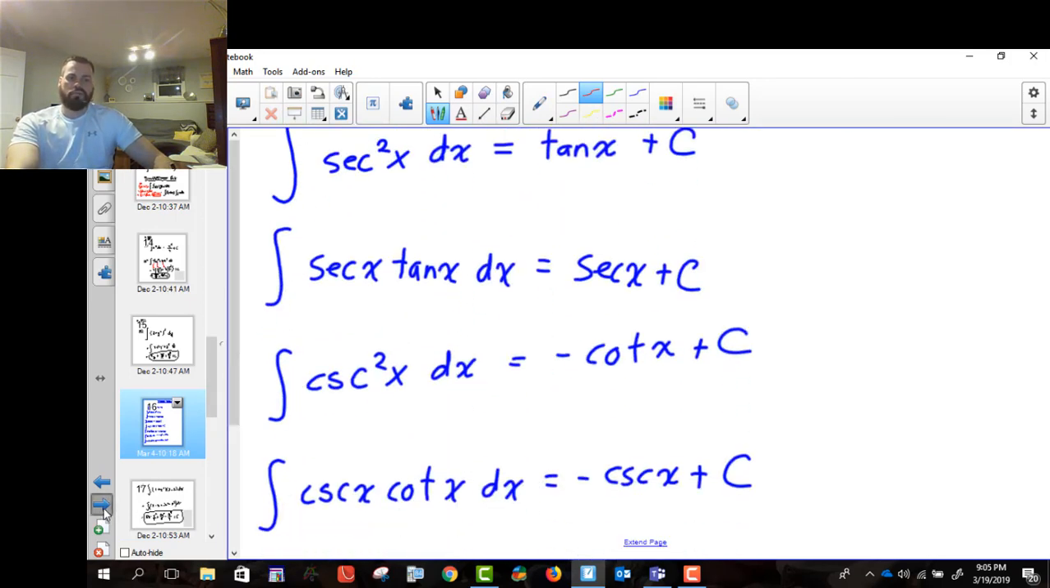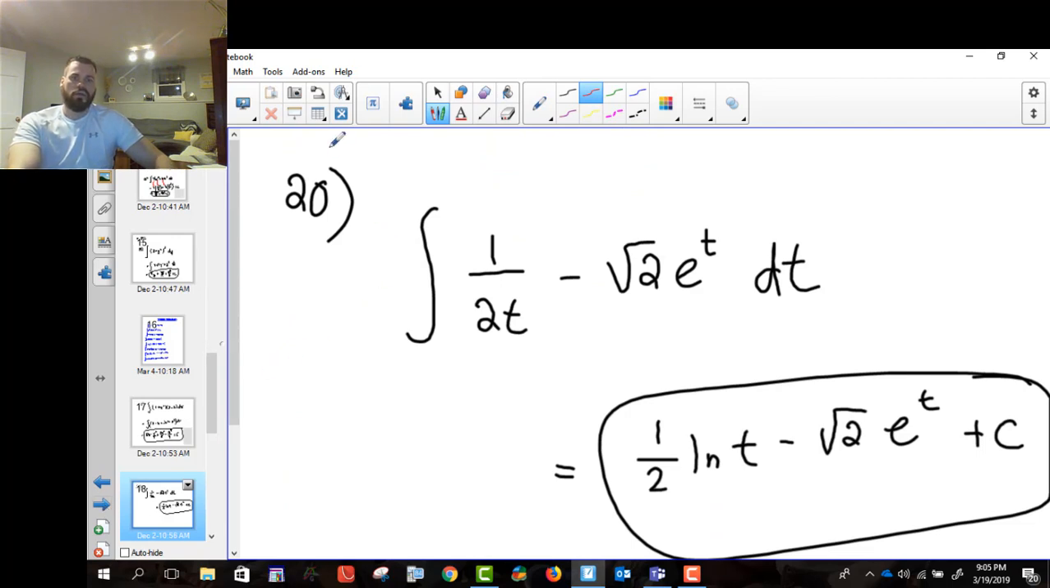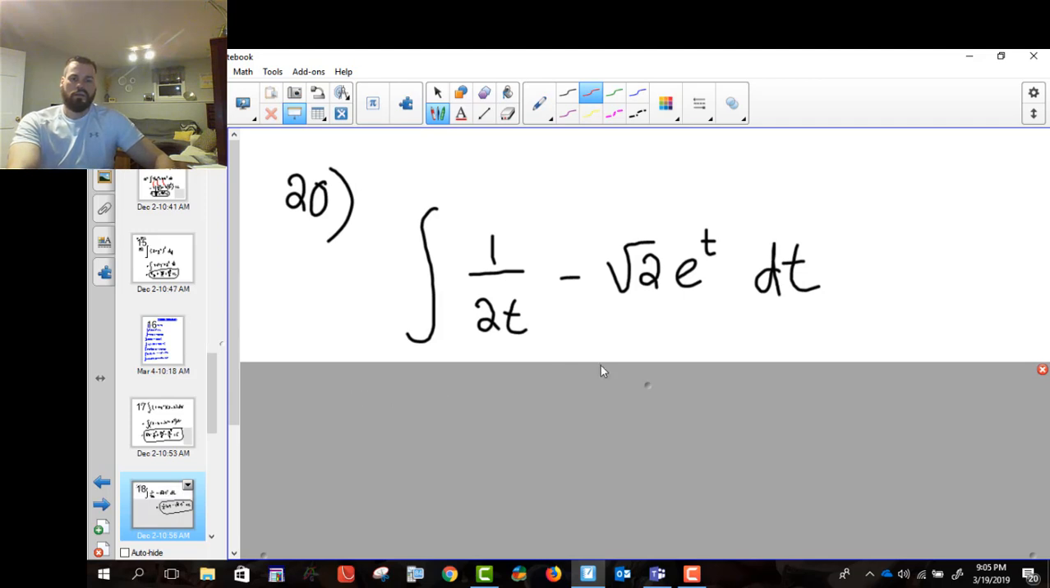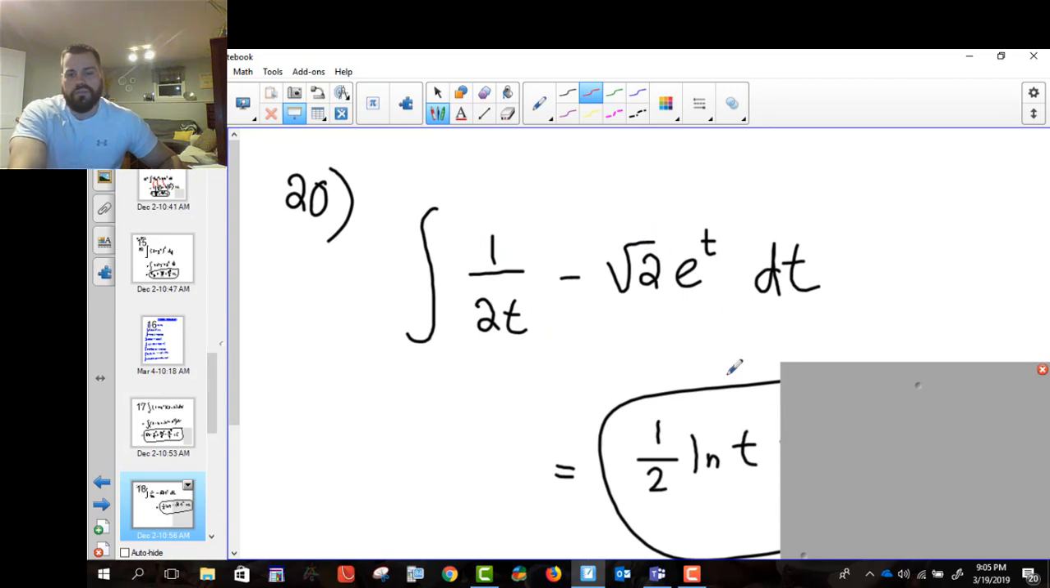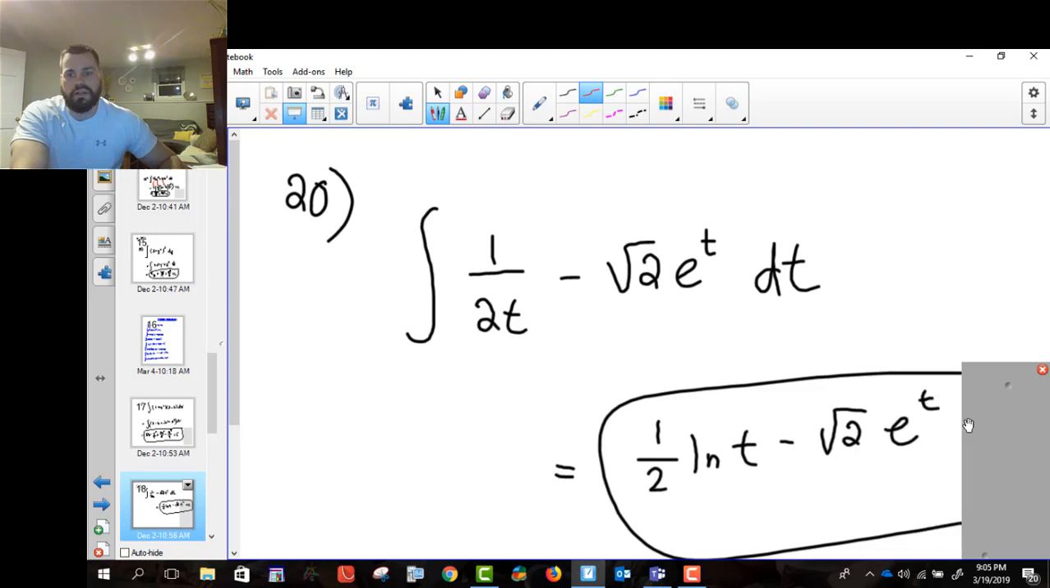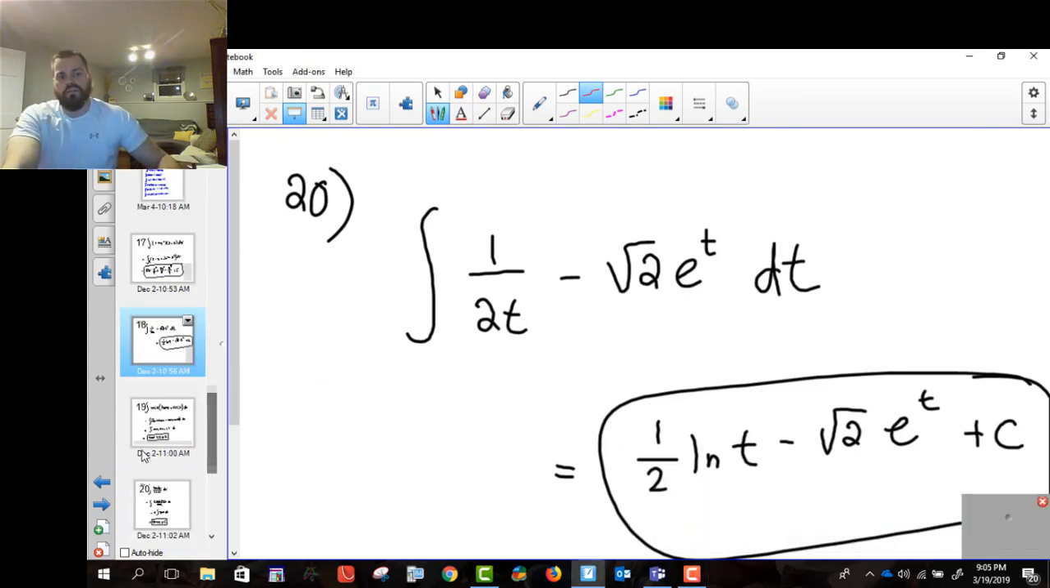So if we go to put something in there like these, okay, you should be able to recognize then, all right, I've got 1 over t. You've got a 2 there, so the 1/2 is just going to stay. The integral of 1 over t is ln t. Root 2 is a constant, it stays there, and the integral of e to the t, the integral of e to anything is e to anything, and then you go plus c. All right? So we're going to practice more of these as we go through this, but it's a general idea.